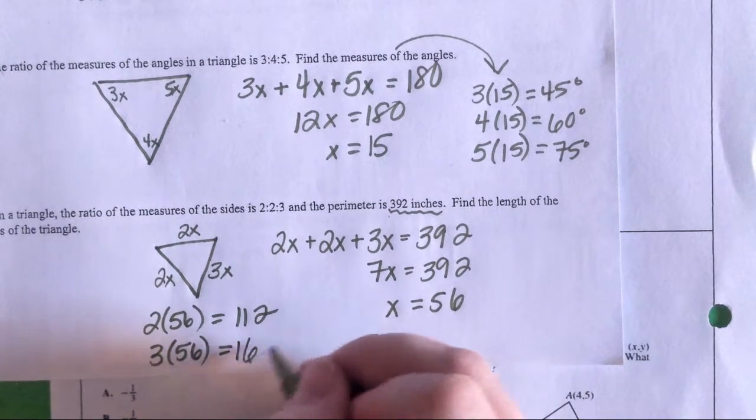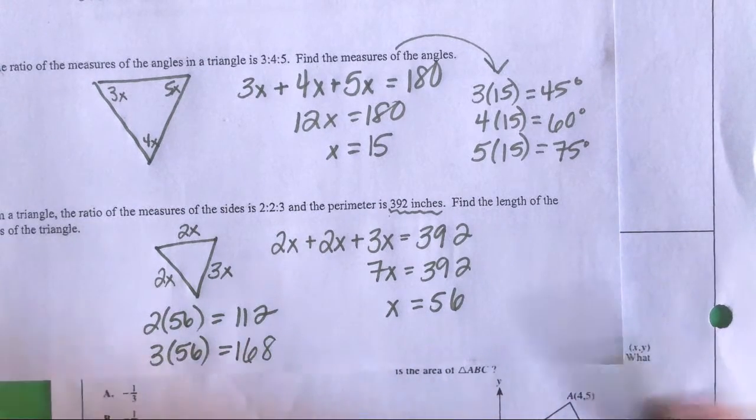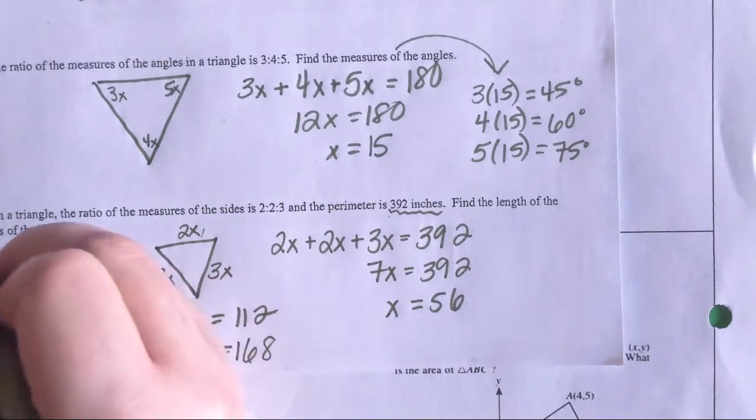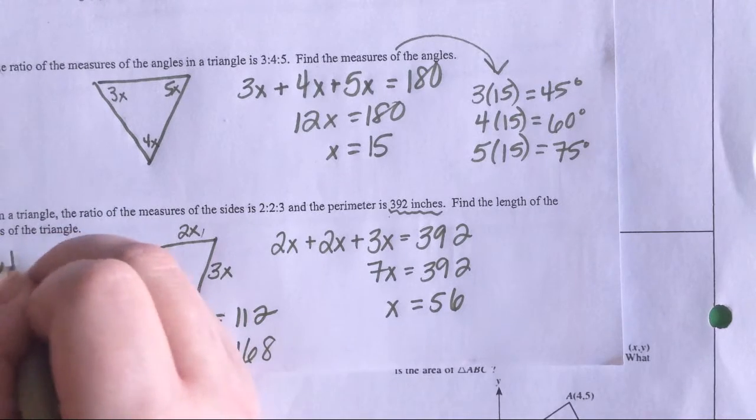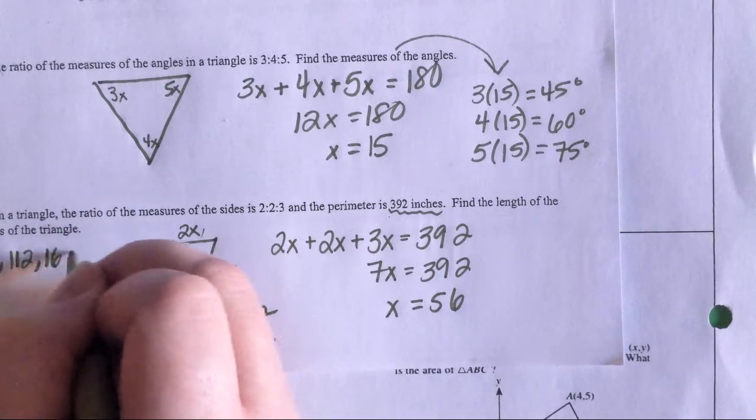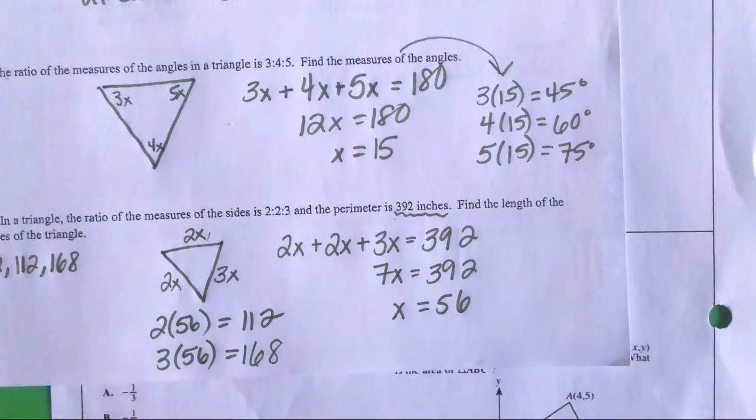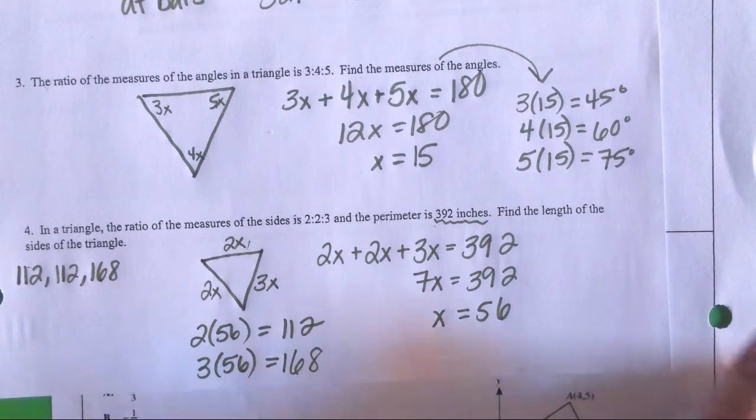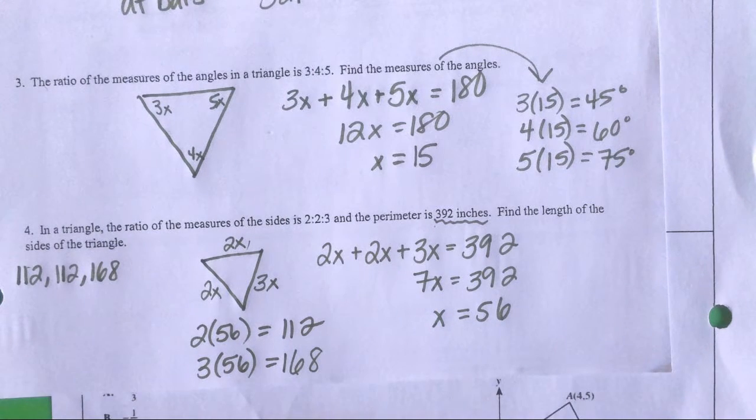168. Okay, so I get that 2 of the sides are both 112. If I had to make a list of the 3 sides, it'd be 112, 112, and 168. And again, to make sure that I've done everything right, because we all make algebra mistakes, I could add up 112, 112, and 168 and make sure they add up to 392, because that was what the perimeter was supposed to be.